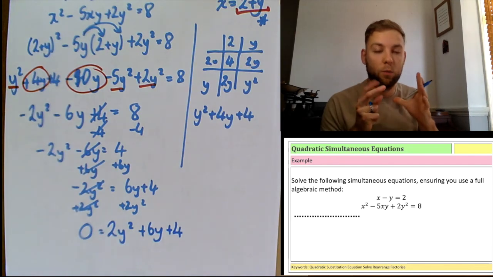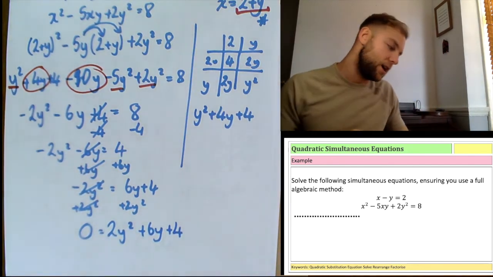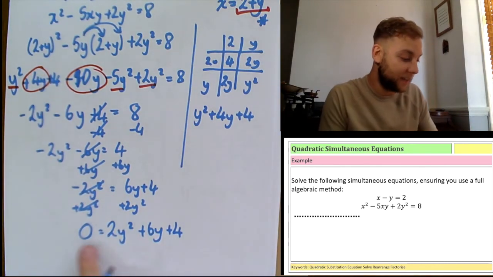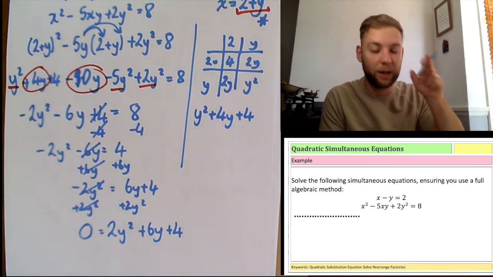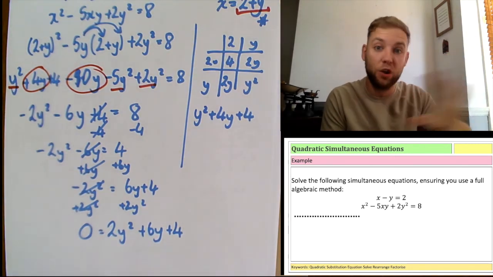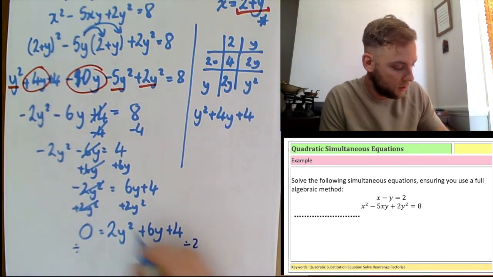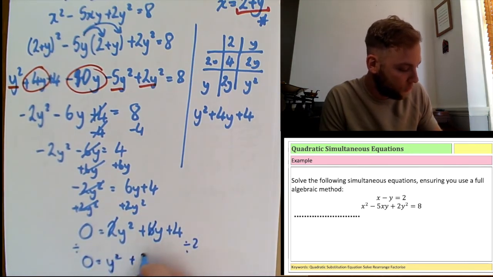So we need to think about, am I going to be using the quadratic formula or am I going to be using factorizing? Now with this one, notice that actually I can first of all divide it by 2, and it doesn't actually say do it to 2 decimal places. If it was on a calculator paper, you could use it anyway, but I'm going to divide this by 2 first. So divide by 2 is going to be 0 is equal to y squared plus 3y plus 2.